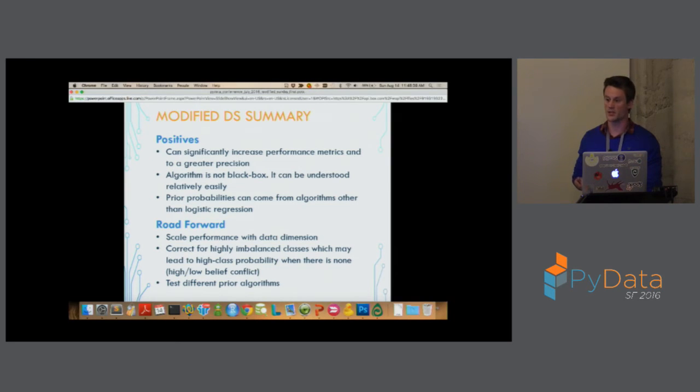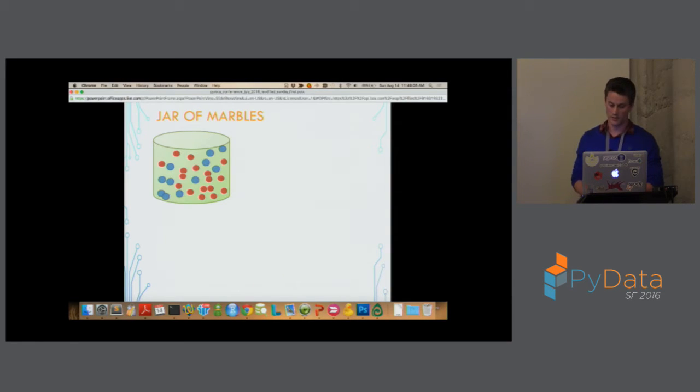Dempster-Shafer basically emphasizes agreement. So in the case of the two friends when a limb fell on the car, it wants to emphasize where they agree on whether a limb fell on Taposh's car or not. If you have highly imbalanced classes, sometimes it'll look for too much agreement when maybe there isn't that much agreement. And then we do want to test different prior algorithms.